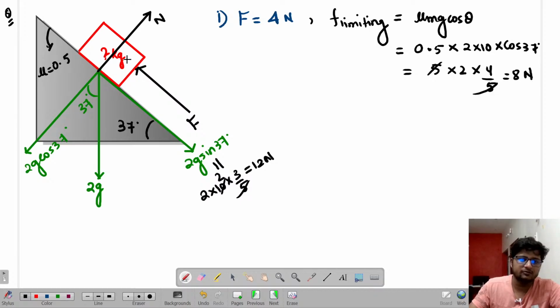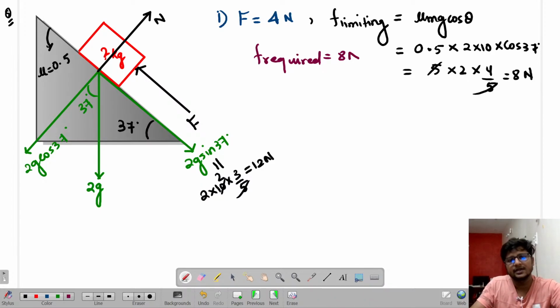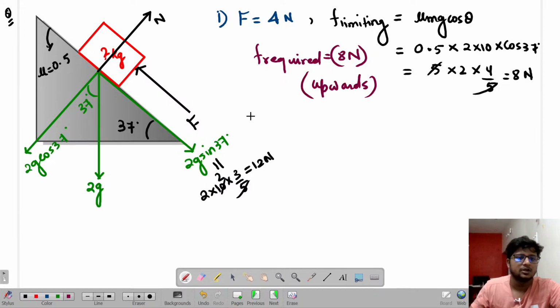If I look into that, the body still has a tendency to go downwards or not? So in this case, F required is how much? Exactly 8 Newton, and in the upward direction, not down. Basically, this is 4 and this is 12. So the net effect is how much? 8 Newton in downward direction. So I need F required in which direction? 8 Newton in the upward direction. Is that clear or not?